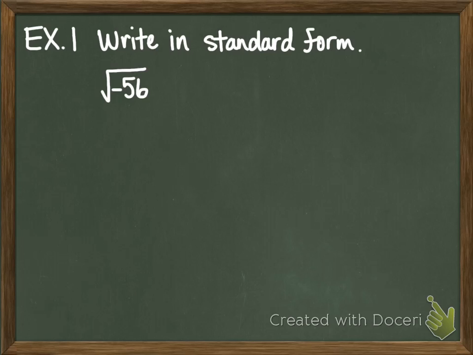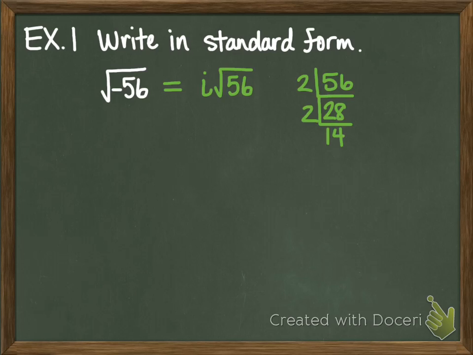Okay, so in example 1, we're going to simplify the square root of -56 and then write it in standard form. So first thing, the negative underneath the radical is going to come out as an i, so i times the square root of 56. Then I need to factor the square root of 56. So I know that 2 goes into 56 28 times, 2 goes into 28 14 times, and 2 into 14 7 times. So everything on the outside of my factors here are all prime numbers.